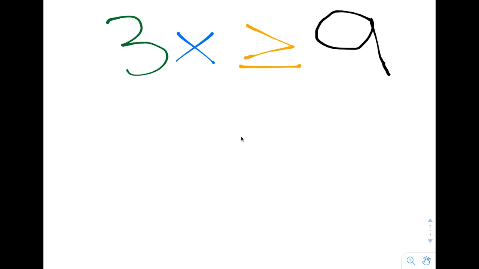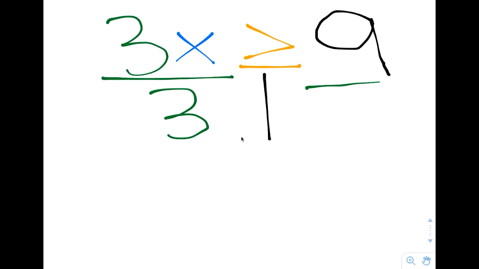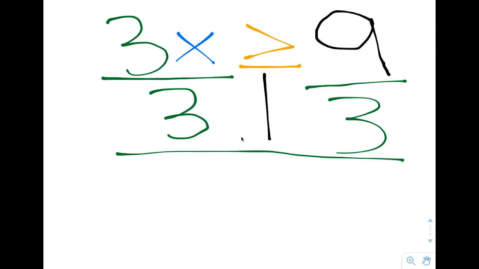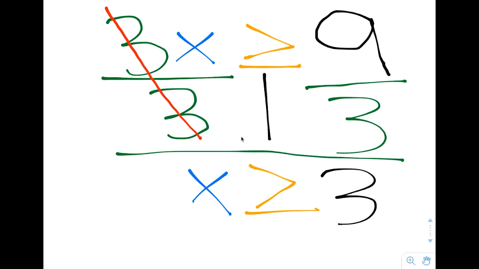In this example, the coefficient is 3, so x is being multiplied by 3. We need to do the opposite, so divide both sides by 3. Your answer should be x is greater than or equal to 3.